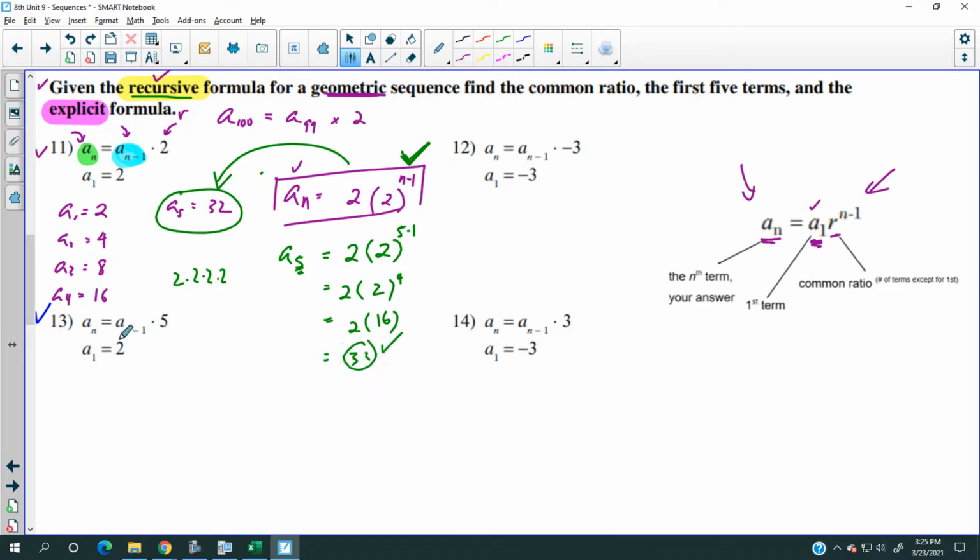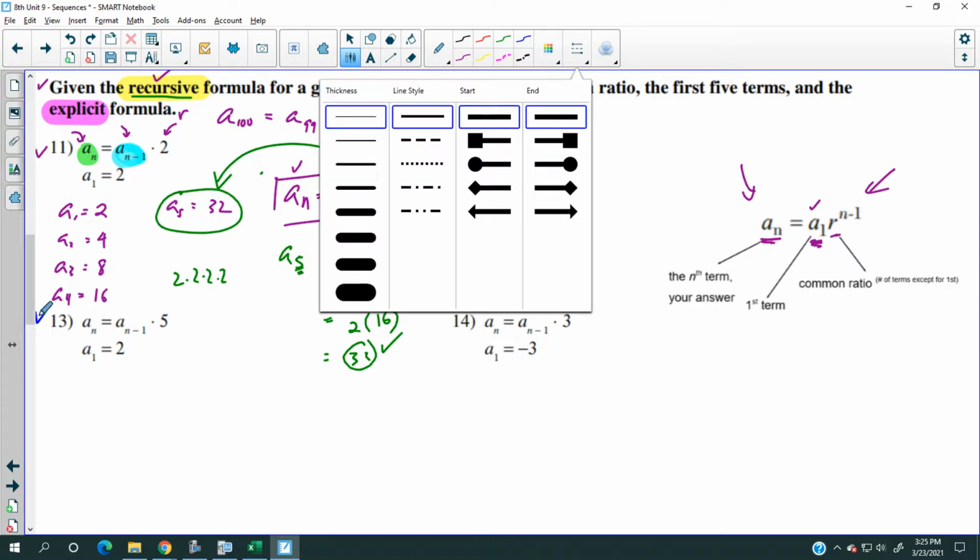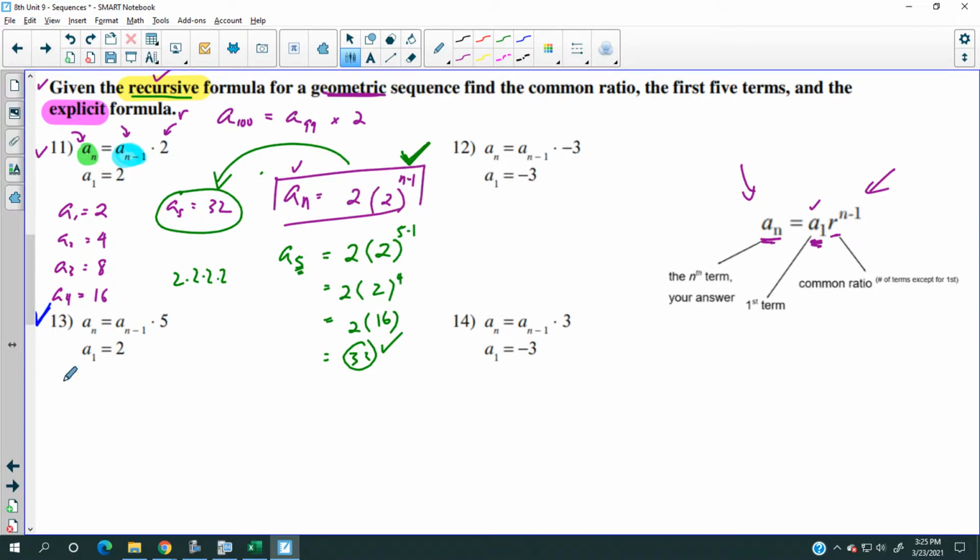Okay, and we're back. Now, I'm going to follow the directions. The first term is 2, we know that. What's the next term? It's whatever the term before it is times 5. This is the common ratio, nothing crazy. So 2 times 5 is 10. Did they want the first 5 terms again? Okay.